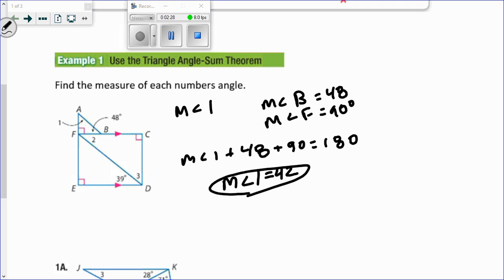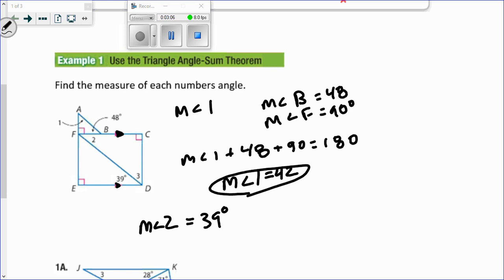Now we're looking down here. We've got that FC is parallel to ED. That should give us angle 2. If we're looking here, I'm seeing that we have parallel lines here. Parallel lines, alternate interior angles, 2 and 39. Those are alternate interior angles, so they should be congruent. So the measure of angle 2 is 39 degrees.